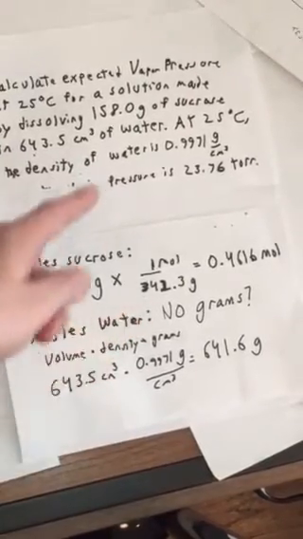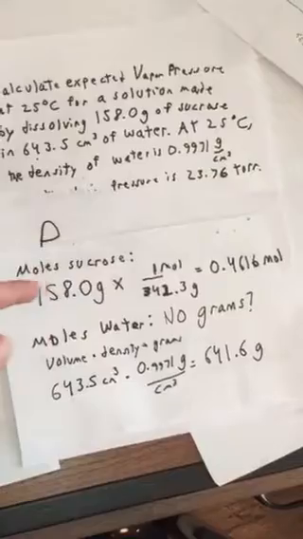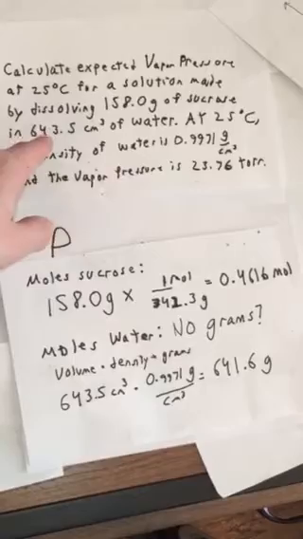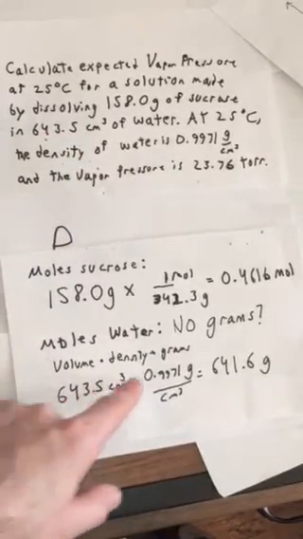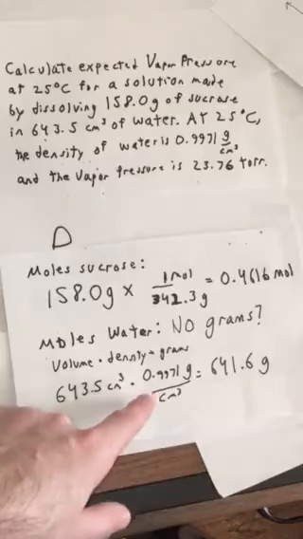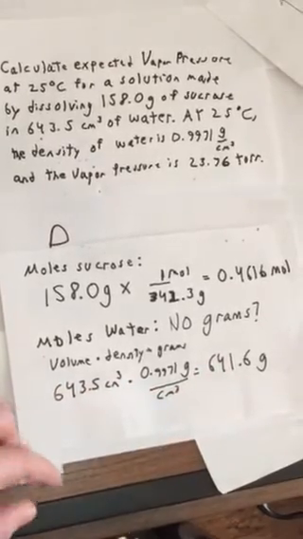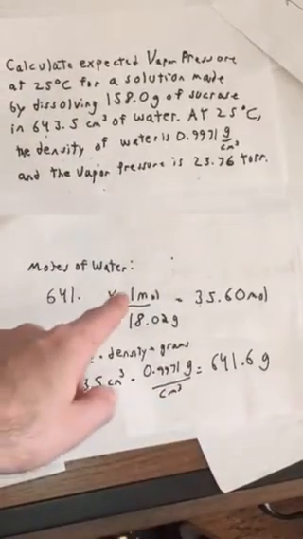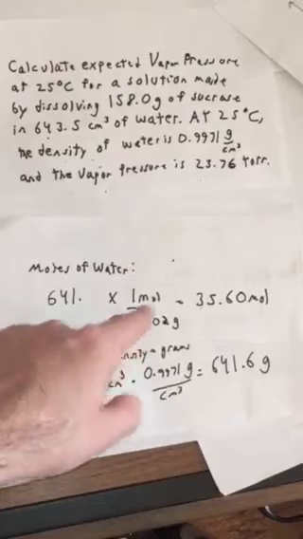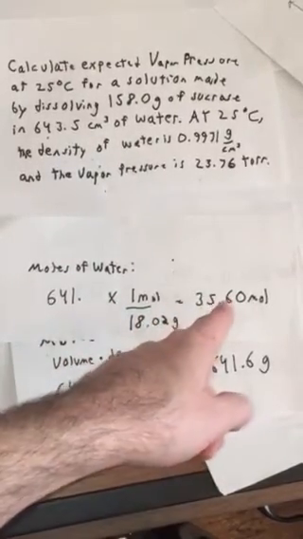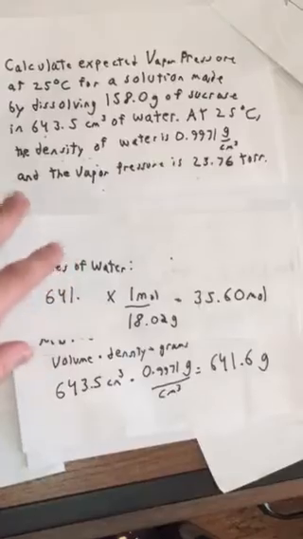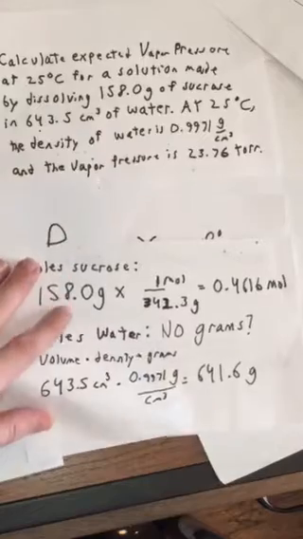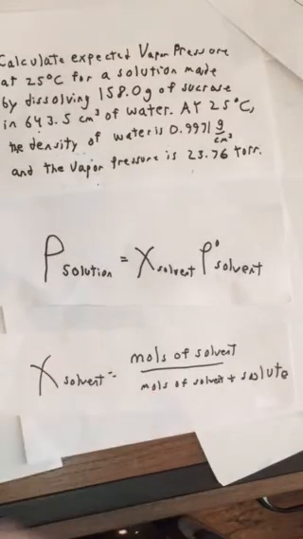Now, moles of water, they didn't tell you the grams of water. They just gave you a density, and they gave you a volume. So you use this equation, volume times the density equals grams. So now you have grams of water. So now you convert from grams of water, 641, times the molar mass of water, 1 mole per 18.02 grams, gives you 35.6 moles of water. So what we have now is moles of water and moles of sucrose, and now we can solve our mole fraction.